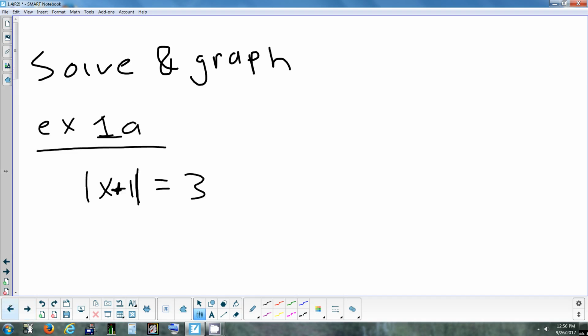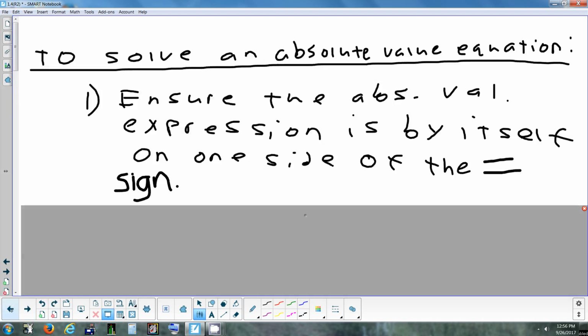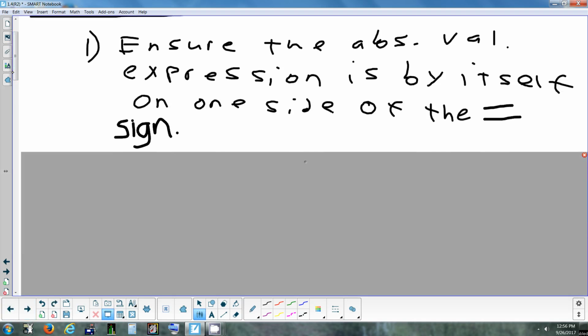As far as when the absolute value is not by itself, we're probably going to have two different types of problems we'll look at. But if the absolute value is by itself, and it equals something, perfect, we're all set to go. Now, what if that absolute value equaled a negative number?